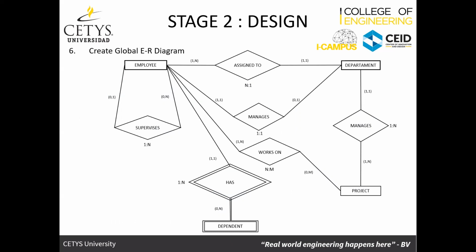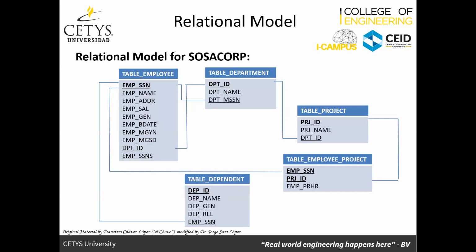An employee has dependents. That's a one-to-n relationship. And remember that the dependent was a weak entity because it didn't have an identifier. Well, I created a dependent ID, so it's not a weak entity. And because it's a one-to-n relationship, I've added this primary key over here and I've connected.